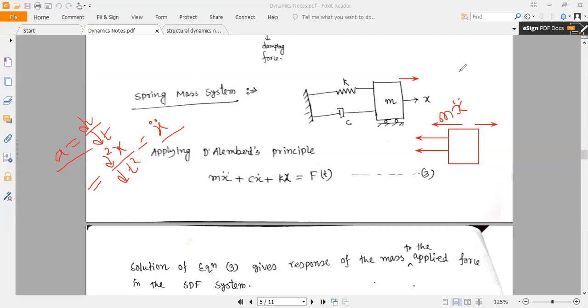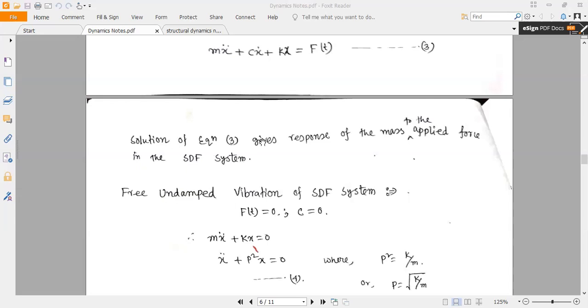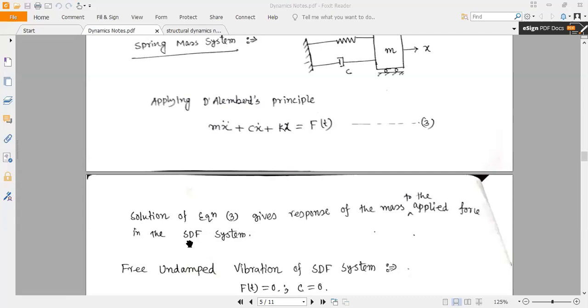So the solution of this equation 3 gives the response of the mass to the applied force in a single degree of freedom system. As this mass is moving in the x direction, it is a single degree of freedom system, SDOF system. You should notice that it is nothing but a second order differential equation, that is m d square x by dt square plus c into dx by dt plus kx is equal to f of t. It is a force which varies with time. That's why it is a function.